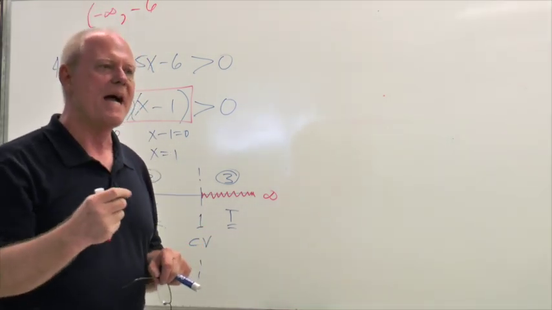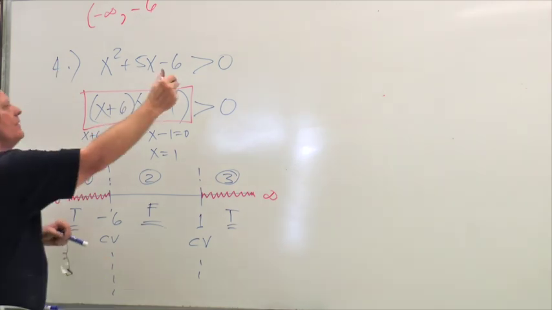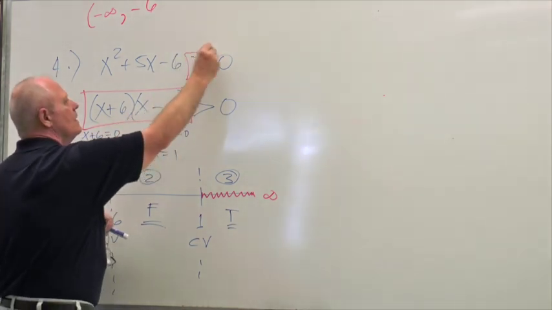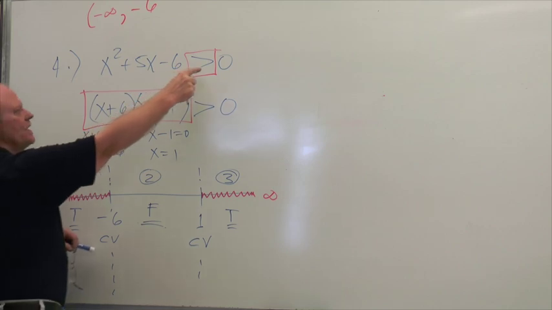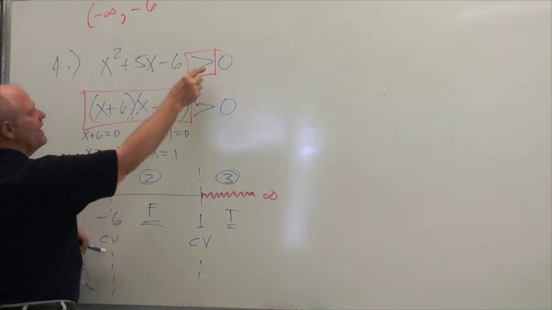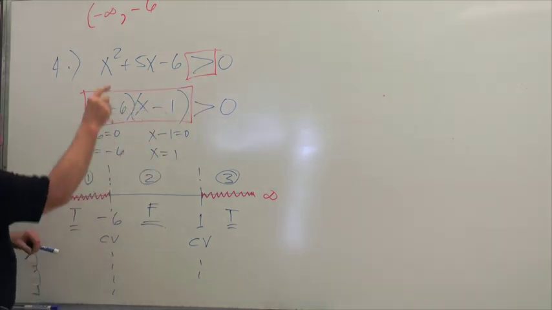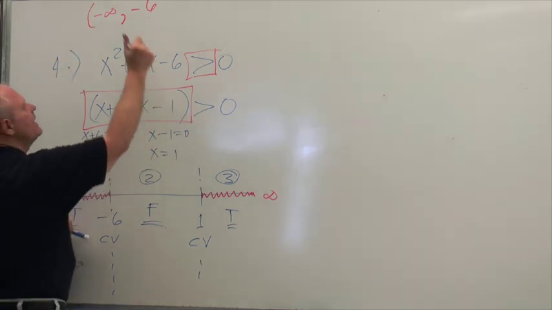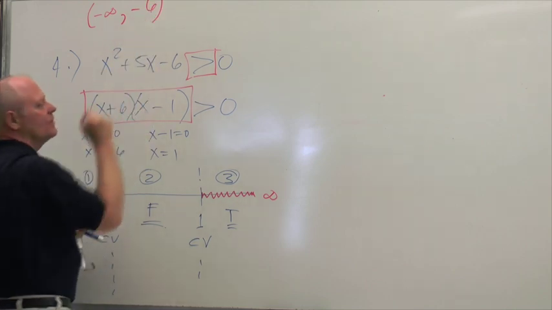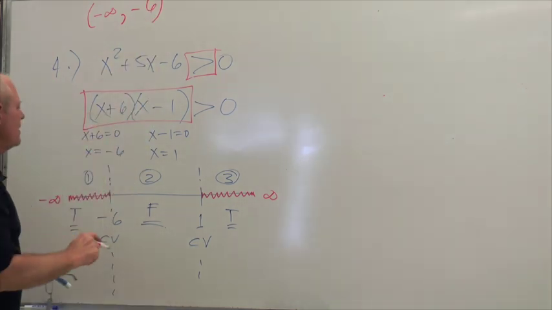We need to look back at the original inequality sign. Does that inequality sign have an equal sign in it? No. So, -6 is not part of the solution. That says strictly greater than. If this had an equal sign under here, then you would use a square bracket. See the difference? But since it says strictly greater than, we're going to also use a parenthesis. Good. Now here's the problem.